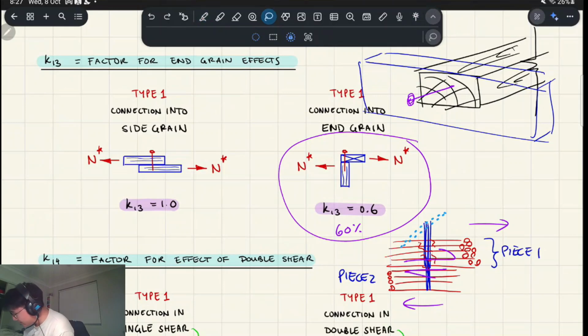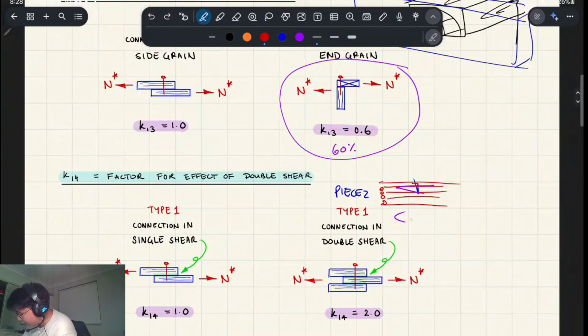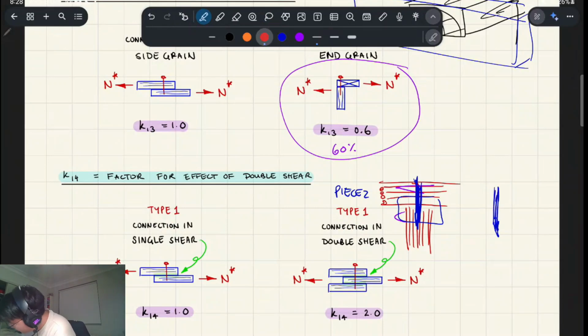But conversely, if you have it going into end grain, for example, like this, the nail goes into end grain. What happens at a microscopic level? I'm trying to think of the best way to show this. What happens at a microscopic level, if we zoom in like here, for example, is a nail. What's a good way to think about this?